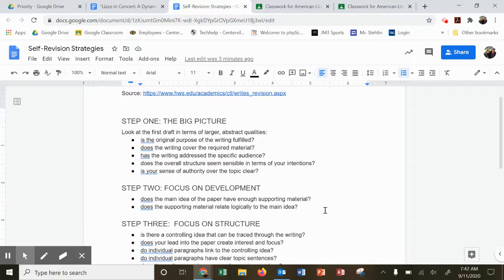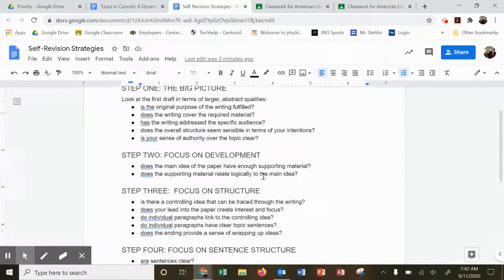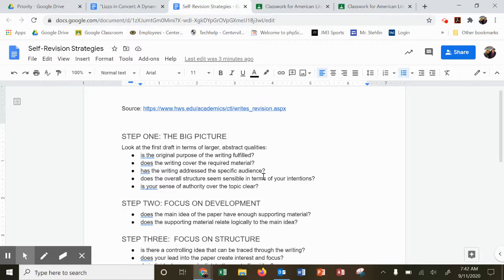Today we're going to talk about self-revision strategies, and I'm going to go over these 4 steps to help you improve your paper. So, step 1, the big picture. Look at the draft in terms of larger abstract qualities.